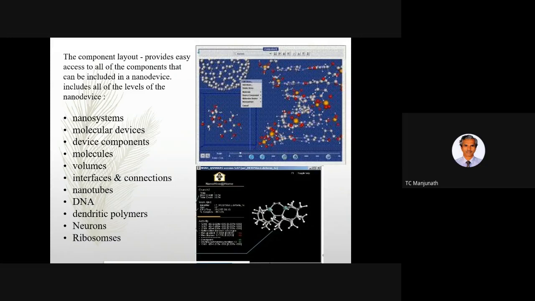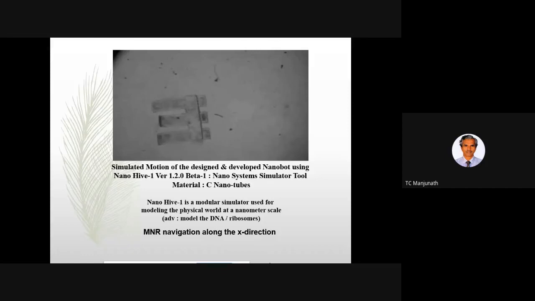Design, like how you are rigging up a circuit in Multisim, LabVIEW, MATLAB, Simulink, and in Cadence, this is similar to that. The only thing is, this NanoHive is a simulation tool for designing a particular device at the nano level. Once you design at the nano level, then it has to be simulated, and you give the run. Once you give the command run, it will show the simulated motion of the designed and developed nanobot using the beta version we have taken. And you can see that I'm showing only the X direction.